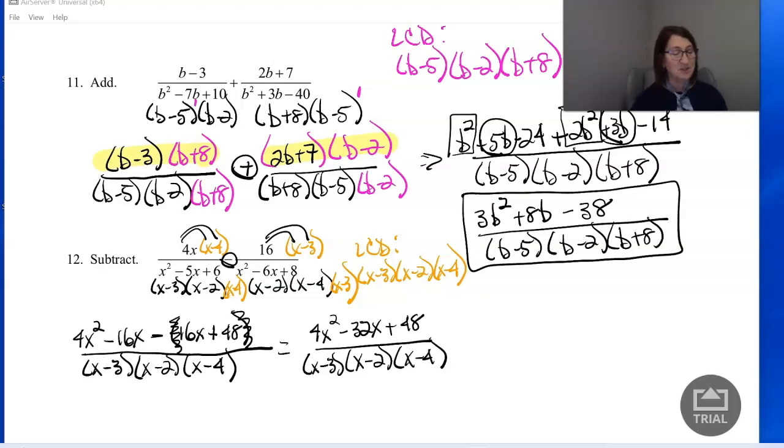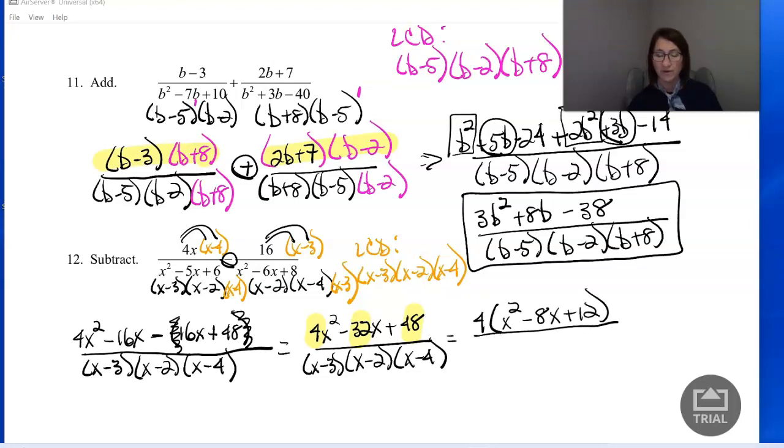You would think, gosh, we must be done, right? No. One of the things that we notice about this numerator is that all of those terms are divisible by 4. So that means I have a greatest common factor of 4 that I need to pull out. And so that's going to give me x squared minus 8x plus 12, all of that over this common denominator. So now I need to see, can I factor that trinomial? And I can. 6 and 2.